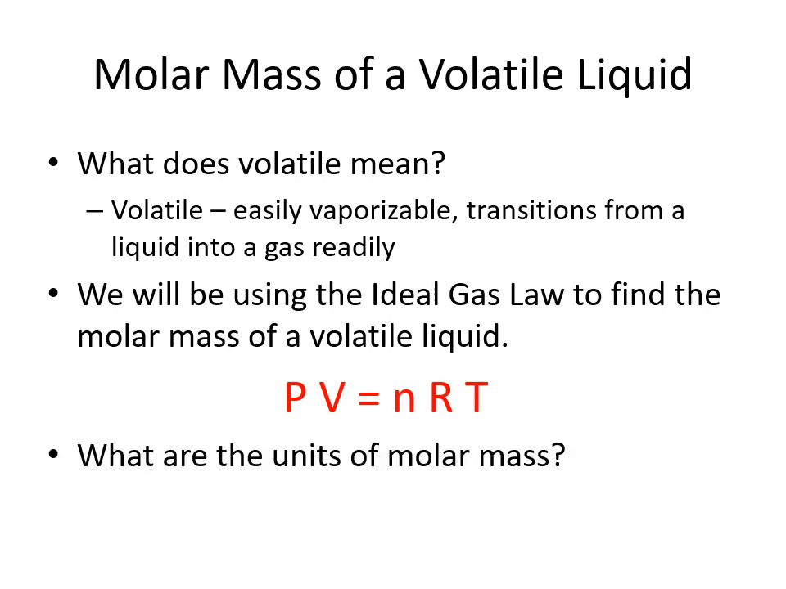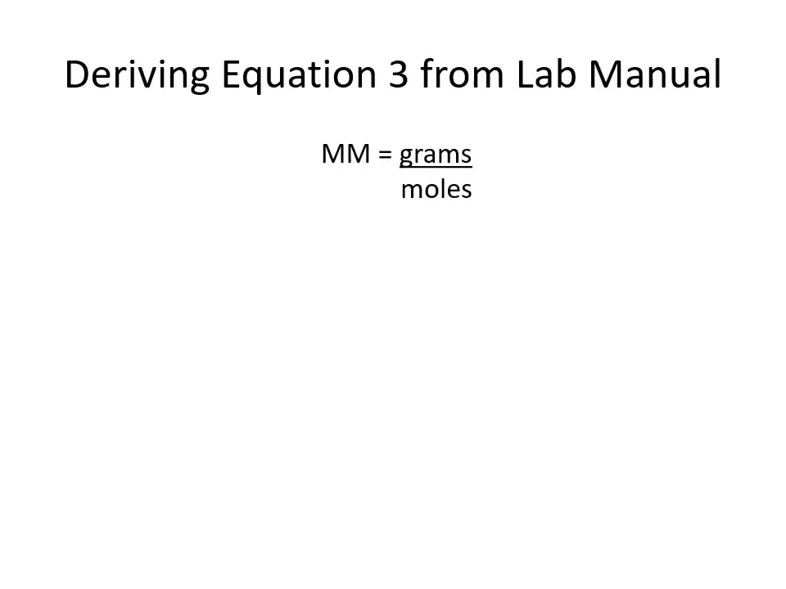Now, if we want to find the molar mass, we need to know what its units are. So what units does molar mass have? It has the units of grams per mole. And so we're going to rearrange the ideal gas equation in order to calculate the grams per mole of the gas, or the molar mass.